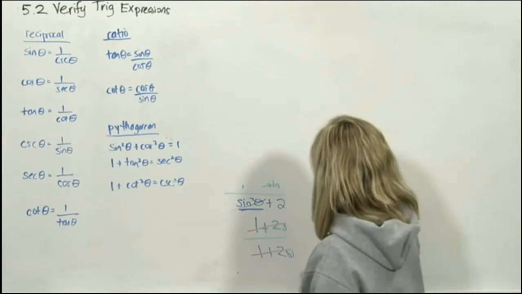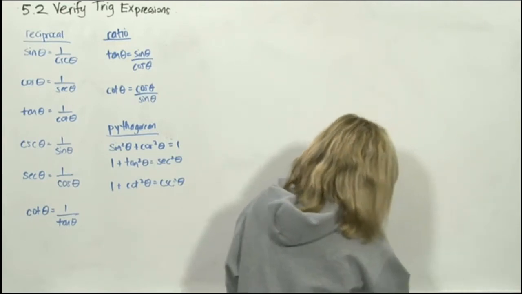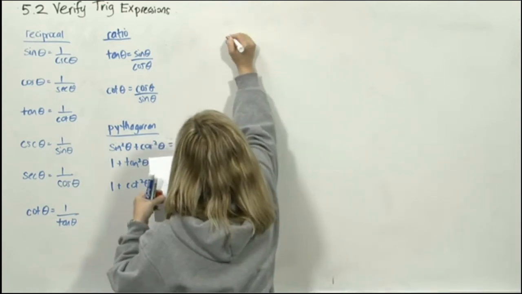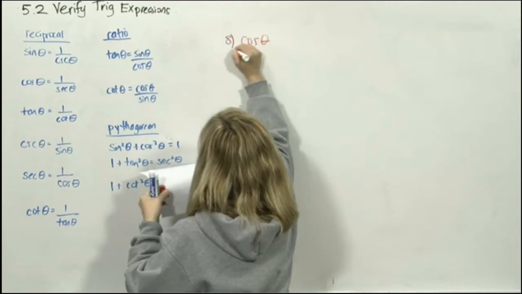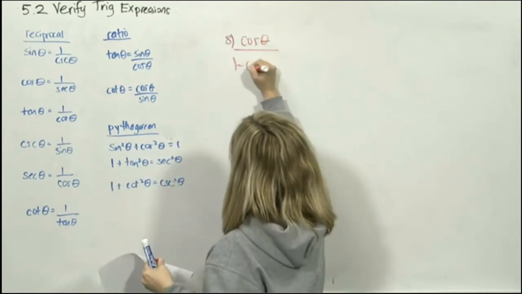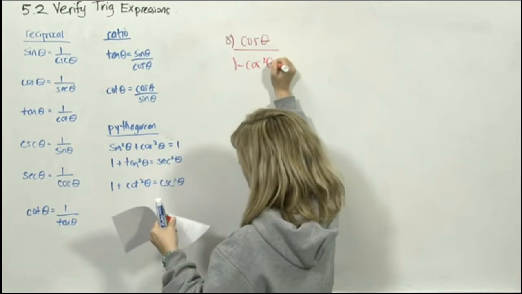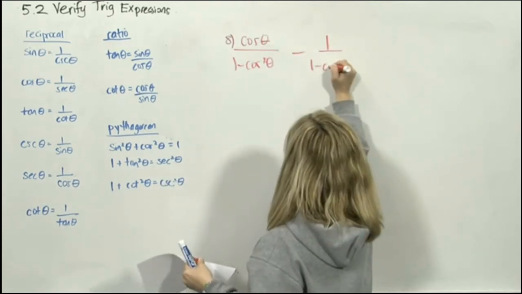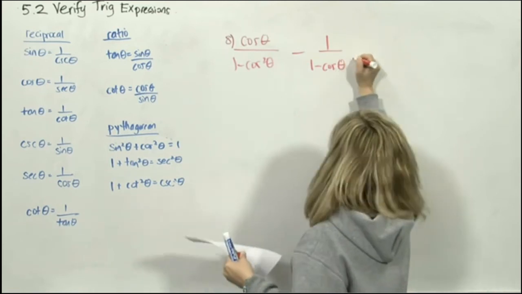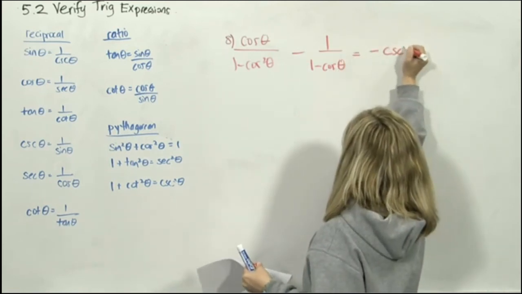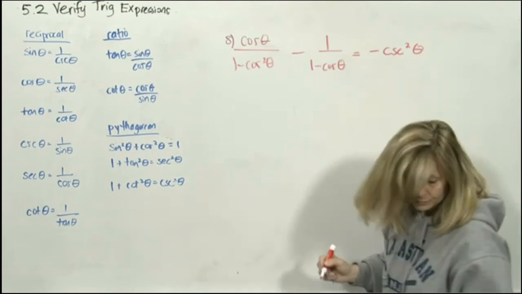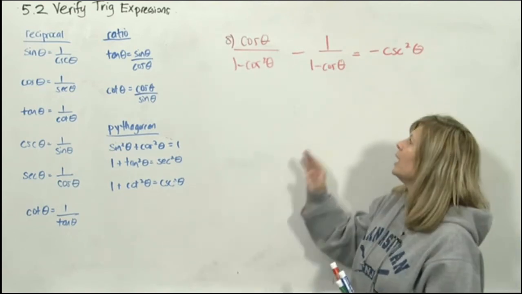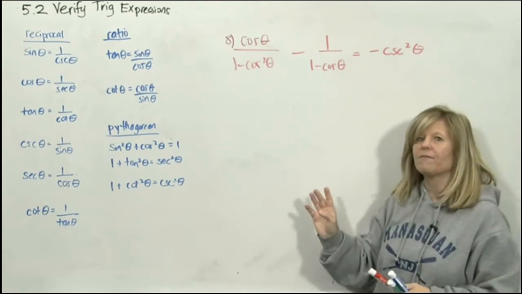And that is example 8. Okay, 8 is cosine theta over 1 minus cosine squared theta minus 1 over 1 minus cosine theta equals negative cosecant squared theta. Okay, all right, guys. So again, our job is to verify.